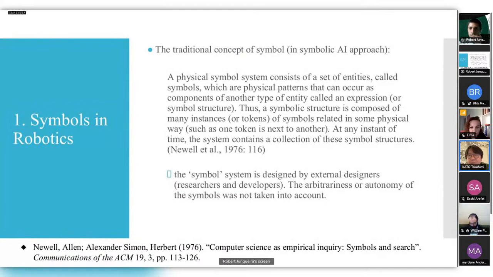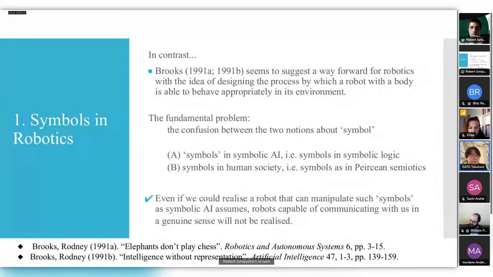In line with this concept, traditional AI research has been conducted along with what is known as symbolic AI. In symbolic AI, it is assumed that the symbol system is designed by external designers, namely researchers and developers. The arbitrariness or autonomy of the symbols was not taken into account. Symbolic AI-based approaches have had much trouble in producing robots that can behave appropriately in real environments.